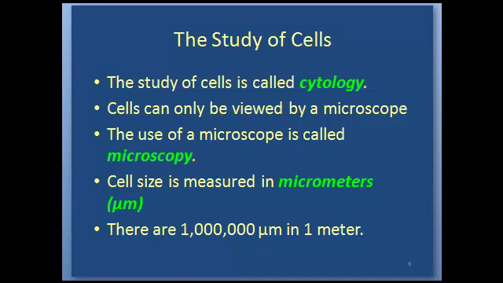If we fast forward to today, the realm of microscopy has greatly expanded. We can now visualize cells and even small components of cells with greater clarity than ever before, and the technologies continue to improve. The study of cells is simply called cytology. Cells can only be viewed by a microscope, although the detail that you can see depends on the type of microscope that you're using. The use of a microscope is simply called microscopy, and cell size is measured in micrometers, and there are 1 million micrometers in 1 meter.